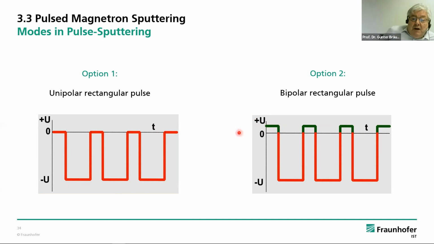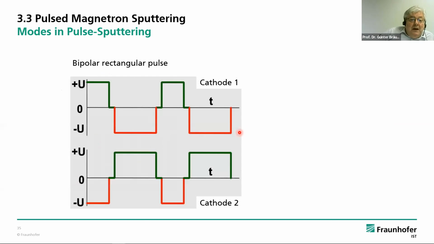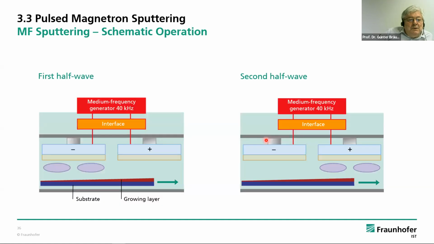But even you lose rate, and the best option is you use two cathodes. Next, please. Yeah, you could use a bipolar rectangular pulse, or you could use a sine wave. And at that time, we started at Leybold with a power supply with a sine wave, which we got from a small German company. And what was generated, next please, was what we call the twin Mag.